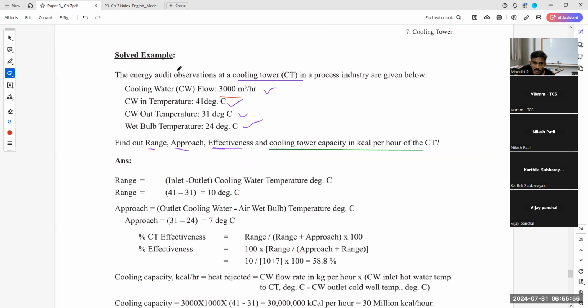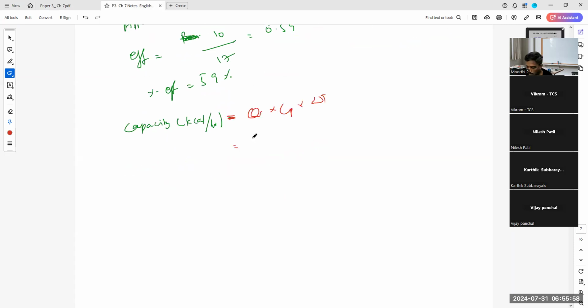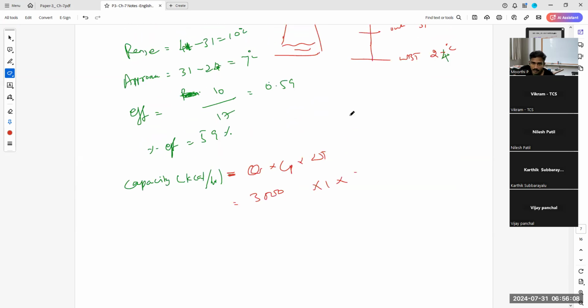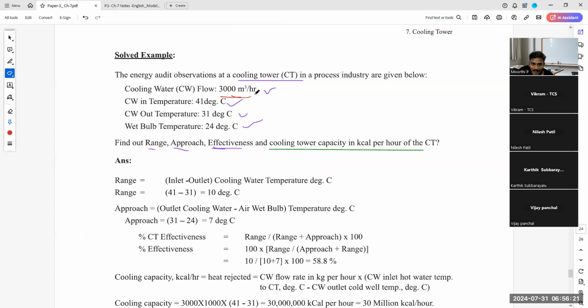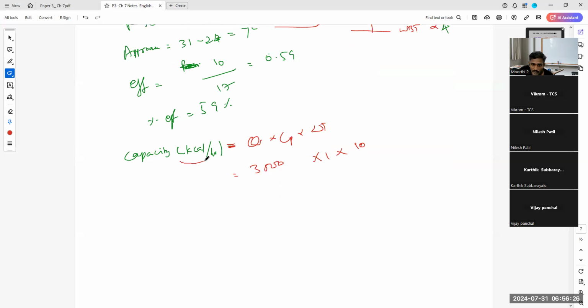What is the Q? Flow. Okay, 3000 into 1 into temperature difference, 10 degree. This is right? Absolutely right, sir. This water is meter cube per hour. We are going to calculate kcal per hour. Is Cp standard for water 1?